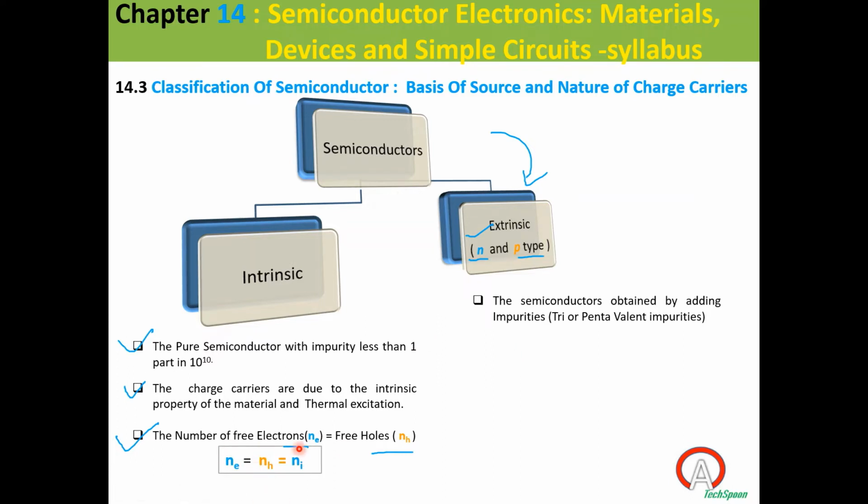So here Ne is equal to, that already told. Here the semiconductor is obtained by adding impurities. Intrinsic is a pure semiconductor. We are not adding any kind of impurities in the case of intrinsic. But in extrinsic semiconductor, we are adding some impurities externally. So we will be adding some trivalent or pentavalent impurities.